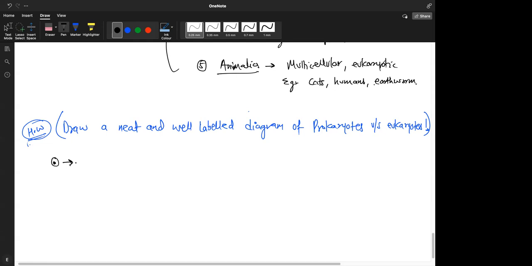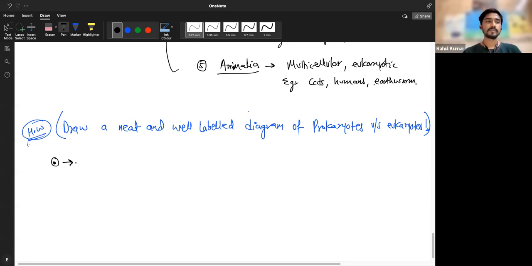Yes. They do not have a well-defined nucleus. So the DNA lies naked in the cell in a dense region called nucleoid. So the DNA lies naked in the cell, in the cytoplasm, in a dense region called nucleoid. Okay.